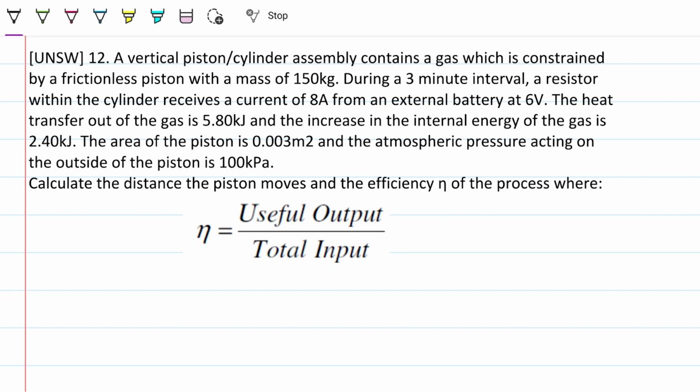The area of the piston is 0.003 meters squared, and the atmospheric pressure acting on the outside of the piston is 100 kilopascals. Calculate the distance the piston moves and the efficiency of the process, where efficiency is given as a useful output divided by the total input.